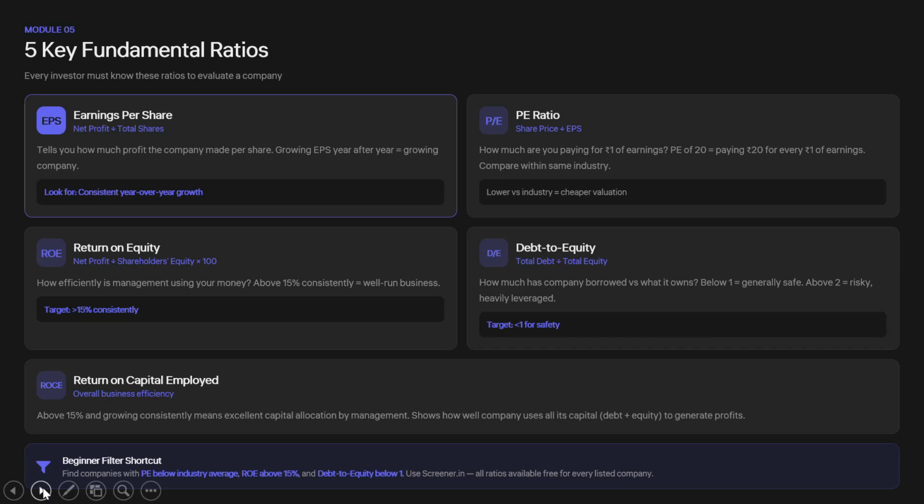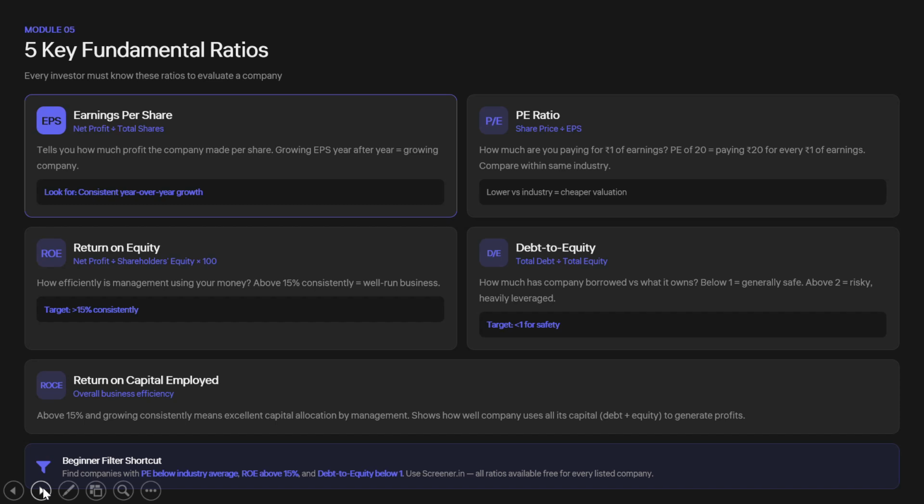Let me give you 5 key ratios that every investor must know. Number 1 is EPS or earning per share. This is net profit divided by total shares. It tells you how much profit the company made per share. A company with growing EPS year after year is a growing company. Simple and powerful.